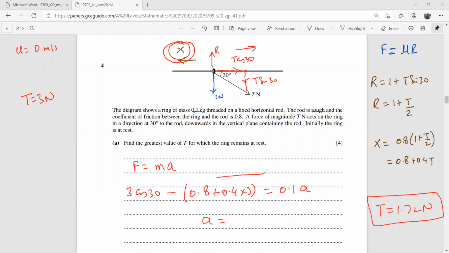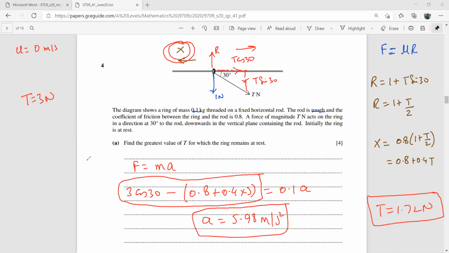Put all of this in your calculator and divide it by 0.1. Yes, beta, what is the answer? 5.98. Okay, 5.98 meters per second squared. Do not ignore the units, okay? So that is your part B's answer.